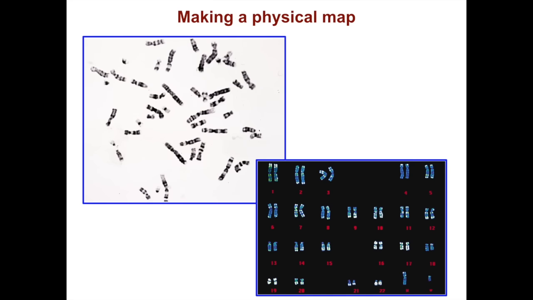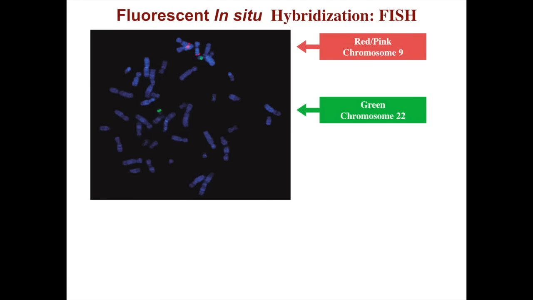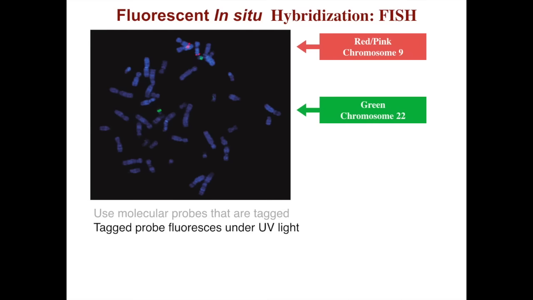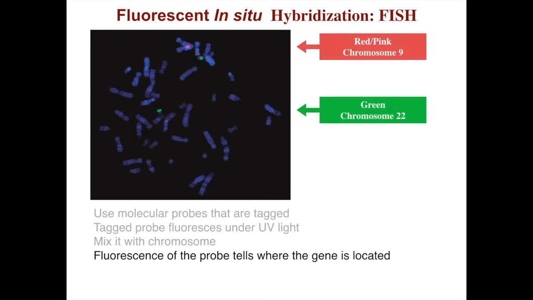To make a physical map, remember, for example, with the human chromosomes, you can create a karyotype and look at the chromosomes directly, and you can stain the chromosomes. You can use fluorescent in situ hybridization, FISH, to label chromosomes by using the sequences of certain genes. This probe that you make will only hybridize to the chromosomes that contain that gene. These molecular probes are tagged and sequence specific. They fluoresce under UV light. You mix them with the chromosomes using a somewhat complicated preparation, and the fluorescence of the probe tells you where the gene is located.